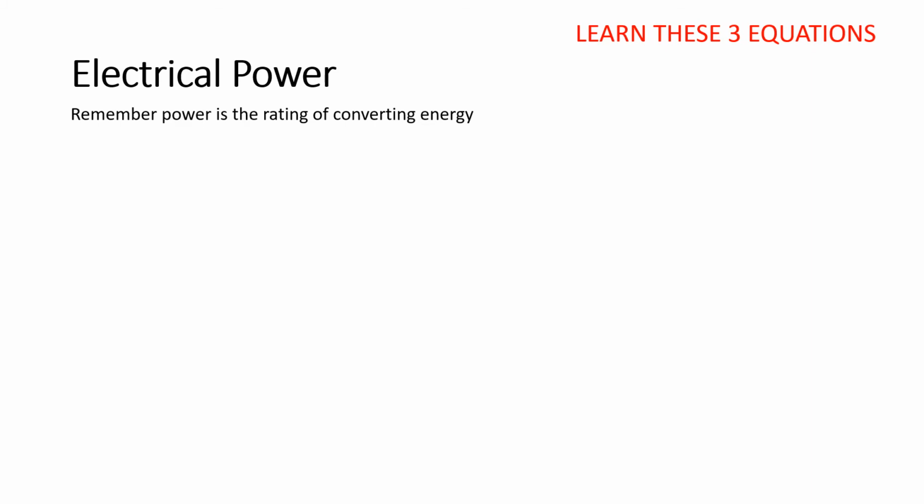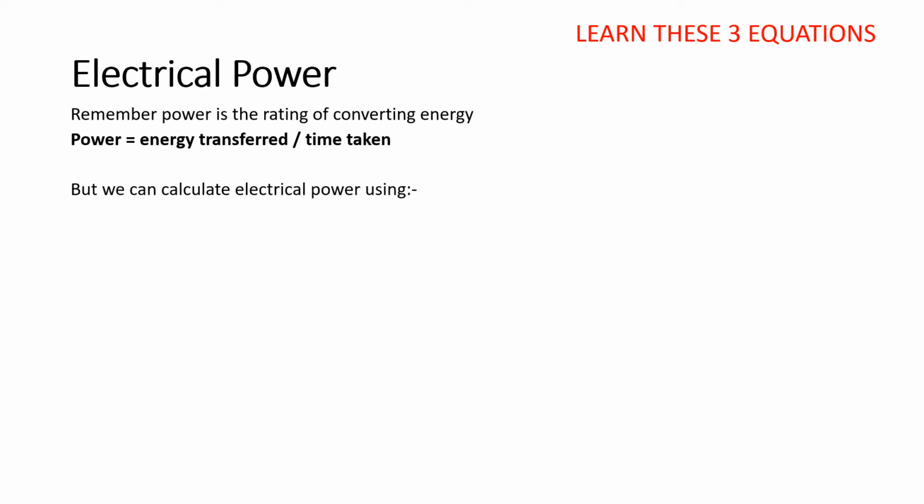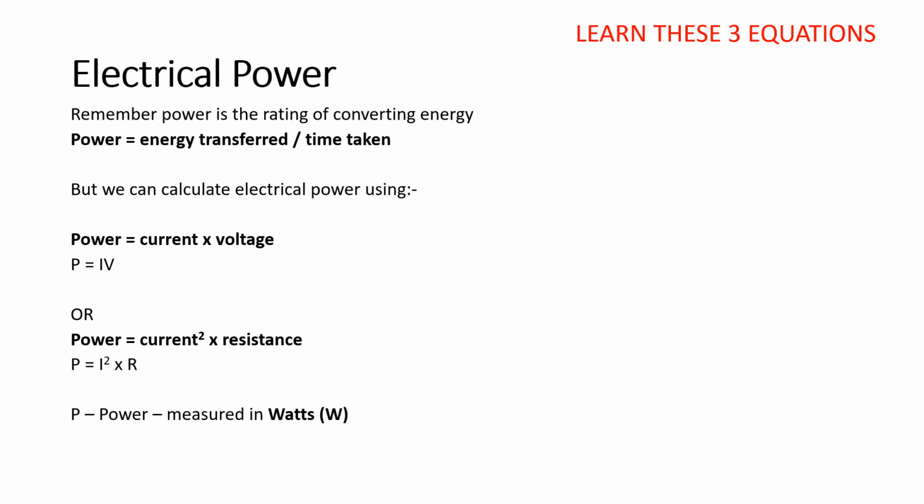We looked at power as the rate of converting energy. Power is equal to the energy transferred divided by the time taken, or the work done divided by the time taken. But when we look at electrical power, we can use 2 other equations. The first is power equals current times voltage. The second one is power equals current squared times resistance. Power is measured in watts, current is measured in amps, and resistance is measured in ohms.